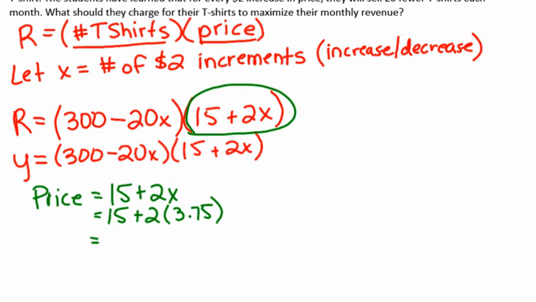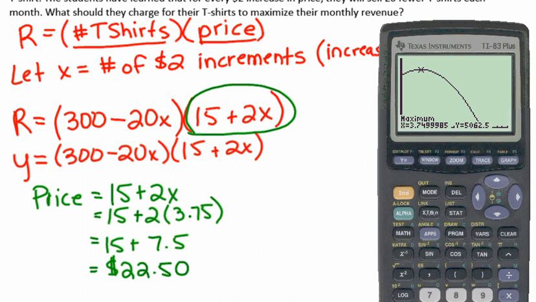So 15 plus 7.5 will give us $22.50. If I sell the shirts for $22.50, I'm going to make the most money before I start to lose too many shirts. That's my highest point. My revenue is at its highest point, my highest point of $5,062.50. If I increased my selling price of $2 3.75 times, I'll sell my shirts for $22.50 and I'll make the most money. So that has answered our question.